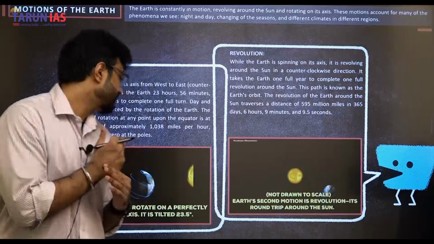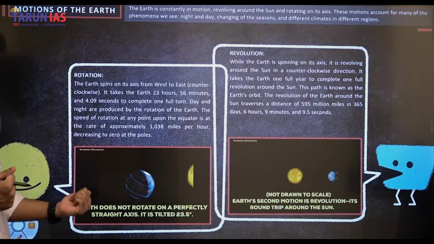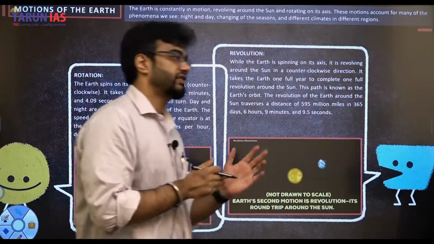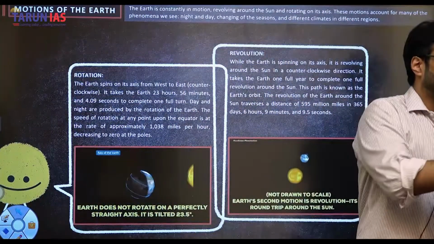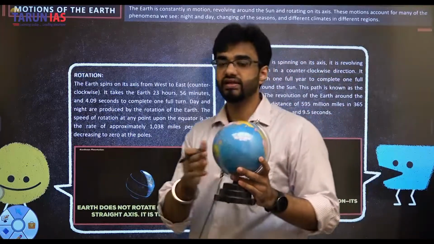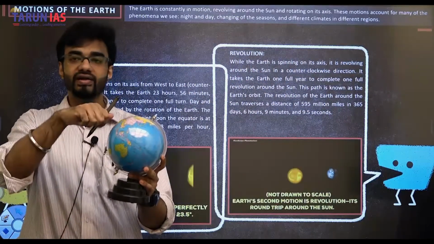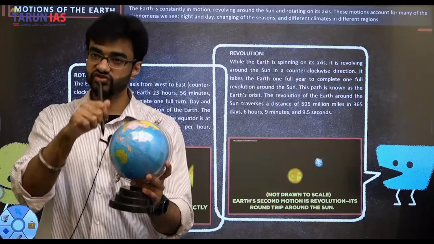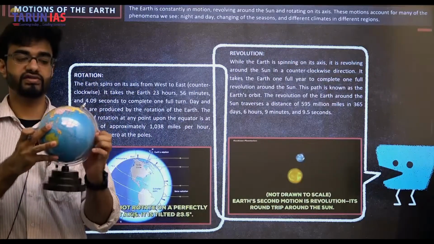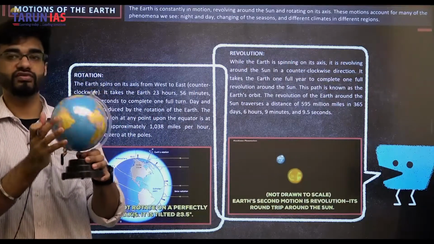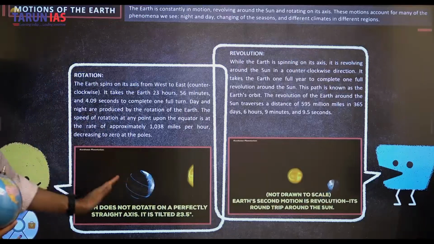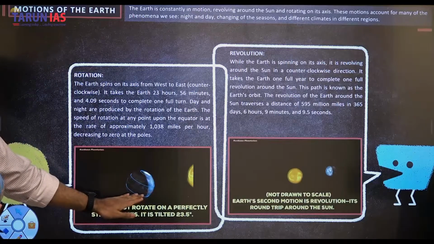24 hours makes a day. Another important thing is that the earth is not rotating in a vertical position. That is, its axis is not like this, it is like this. It is tilted at an angle of 23.5 degrees from the straight line. So it is rotating like this from west to east, similarly to what has been shown in this GIF.